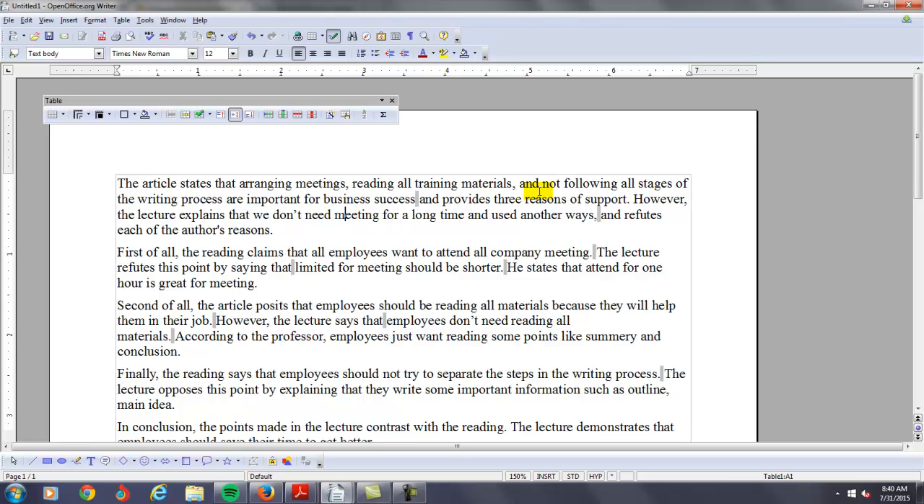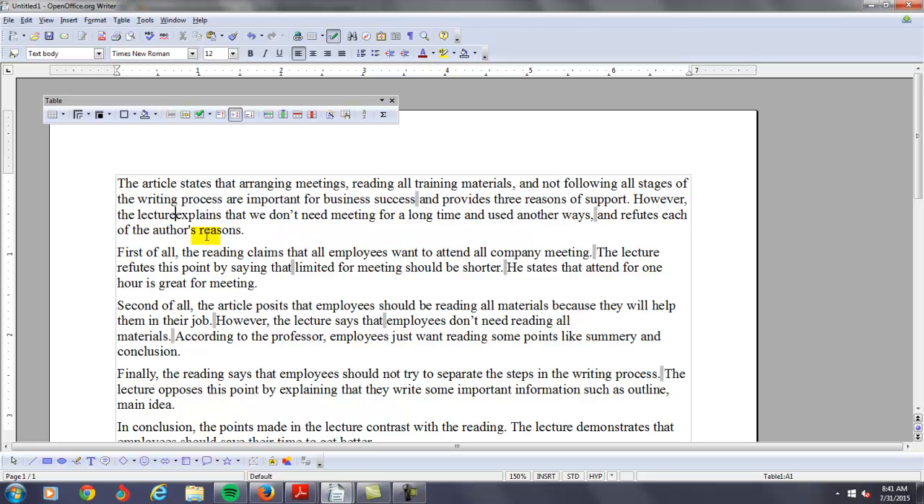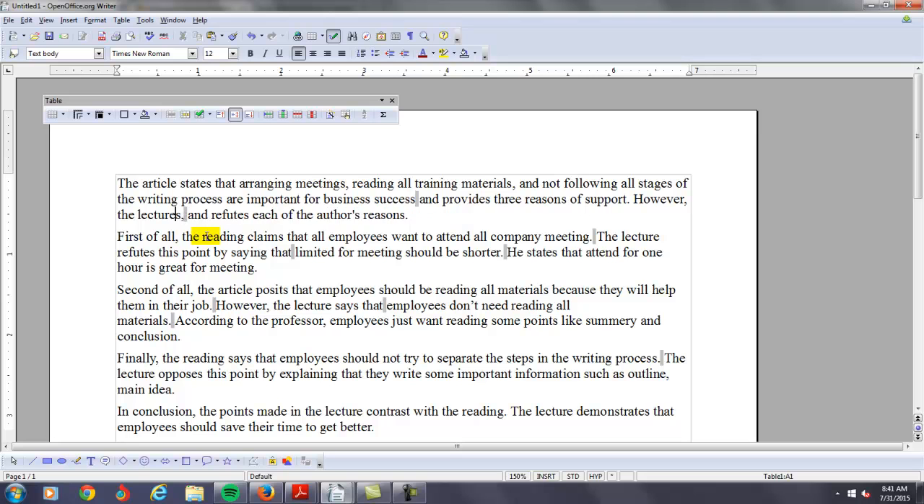So if you bring up we don't need long meetings, then you have to bring up read all training materials and then not following all stages of the writing process. So you probably don't want to do that. You just say the lecture, I would just say it something like this. So you say, however, the lecture refutes each of the author's reasons.